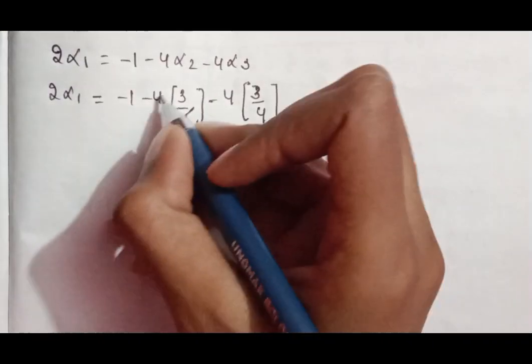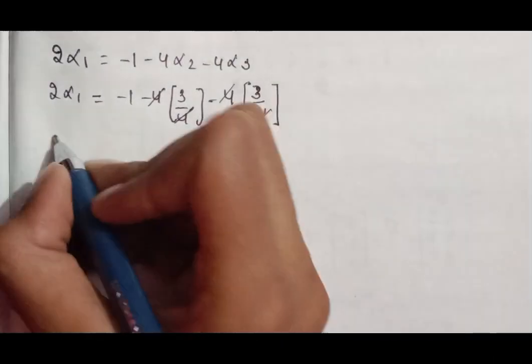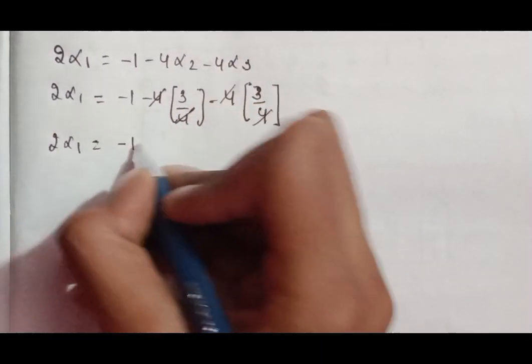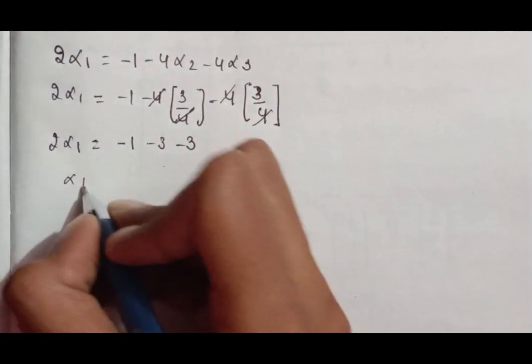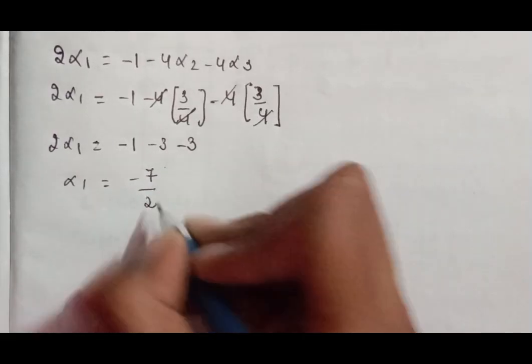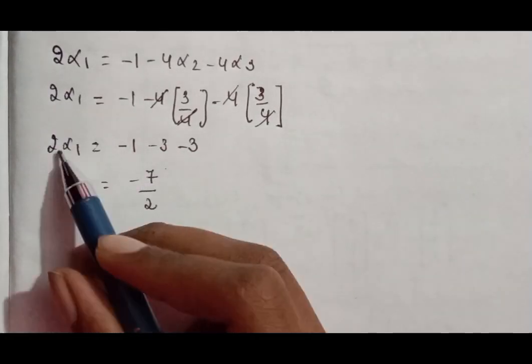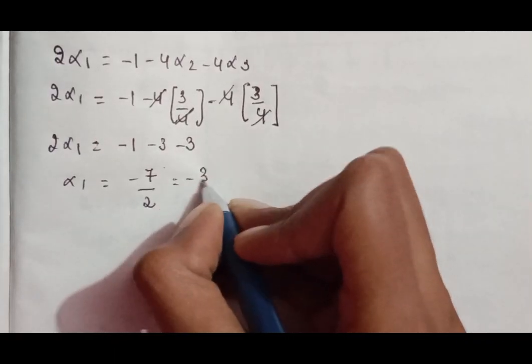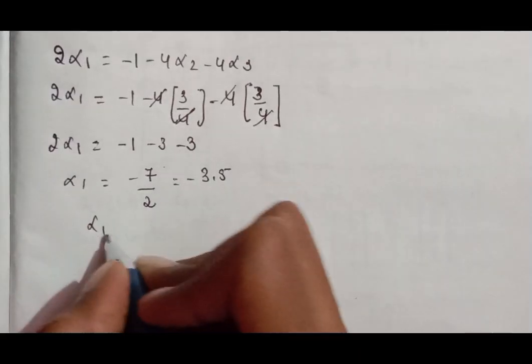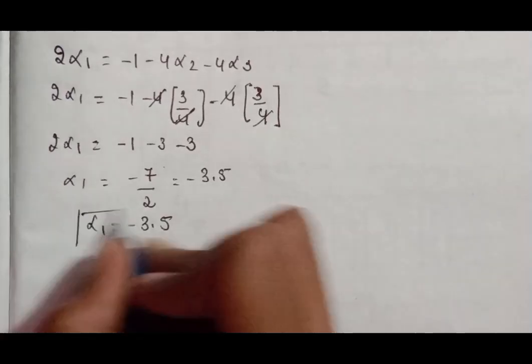So now we can easily cancel these terms, right? So 2 alpha 1 equals minus 1 minus 3 minus 3. So alpha 1 is nothing but minus 7 by 2. How? 3 plus 3 is 6, plus 1 is 7. 7 by 2, which equals minus 3.5. So the value of alpha 1 is nothing but minus 3.5.